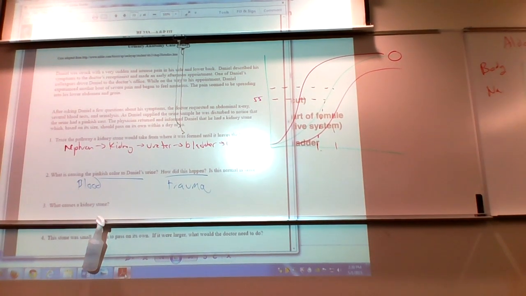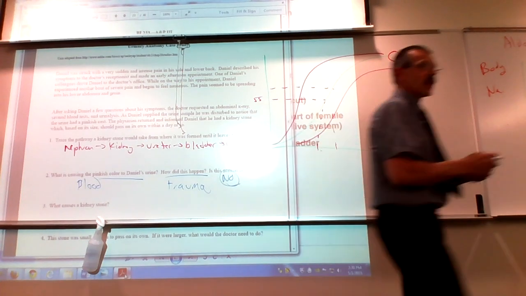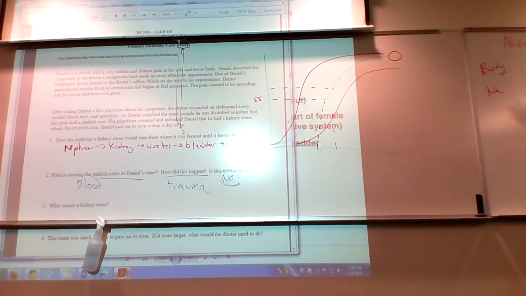So, is that normal? Should blood be in pee? No. Not as a rule, no. Normally, there should not be blood in your pee. So, if you're peeing blood, automatically something is wrong. Right? Something is causing trauma.